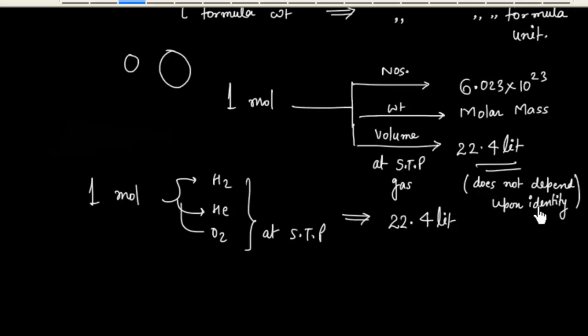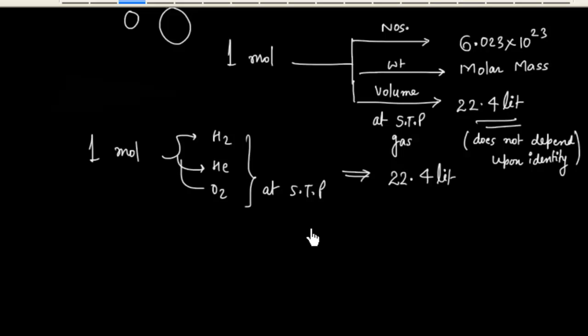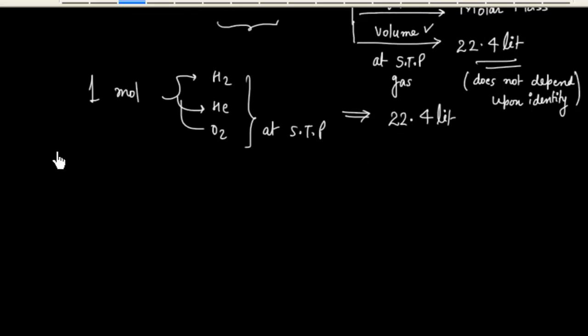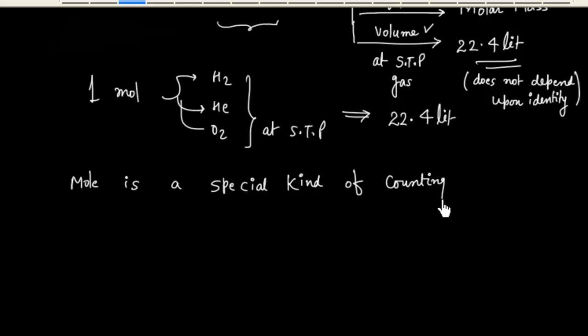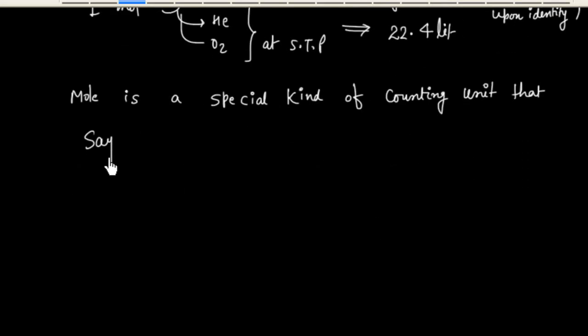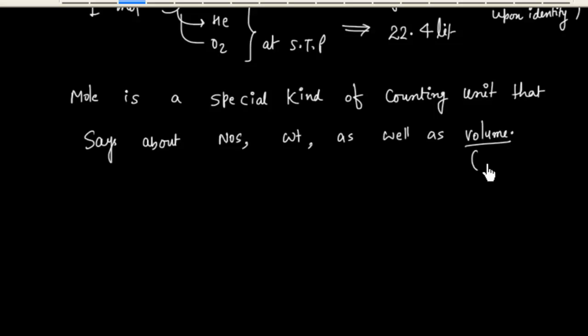So you see, 1 mole is basically a special kind of unit. When I say 1 mole, this says about number, this says about weight, this says about volume also. So basically I can say mole is a special kind of counting unit that says about numbers, weight as well as volume. And the volume only if the substance is a gas.